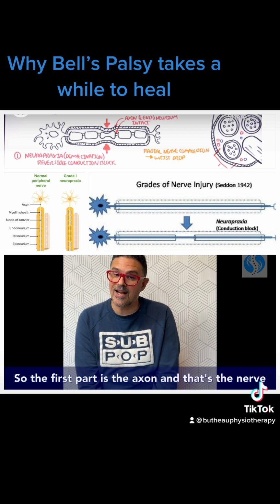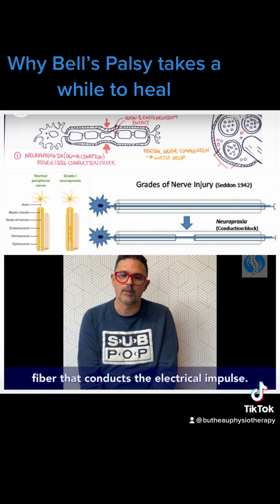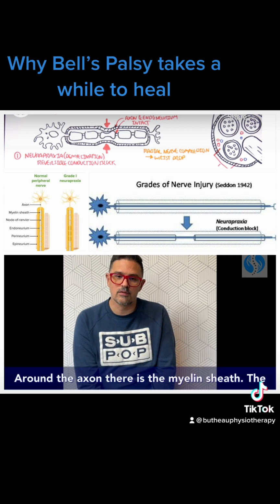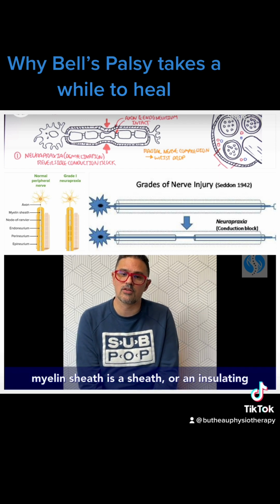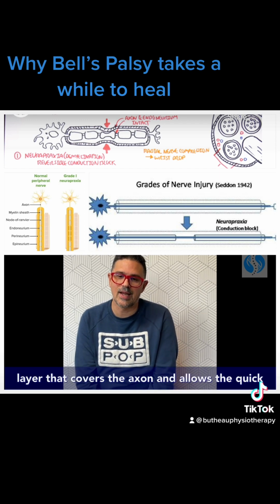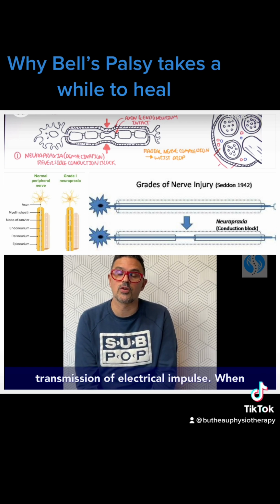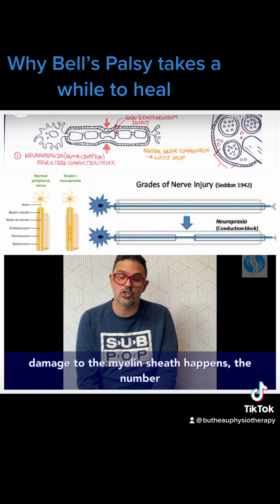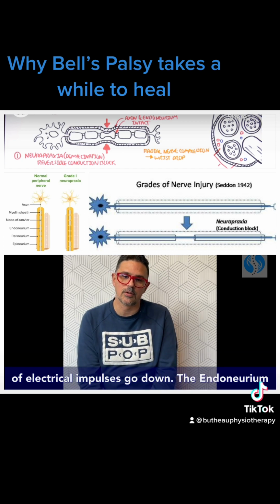The first part is the axon, and that's the nerve fiber that conducts the electrical impulse. Around the axon, there is the myelin sheath. The myelin sheath is an insulating layer that covers the axon and allows the quick transmission of electrical impulses. When damage to the myelin sheath happens, the number of electrical impulses goes down.